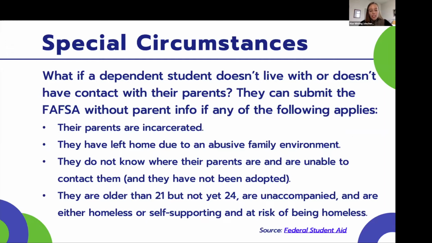And then lastly, that they're older than 21 but not yet 24, are unaccompanied, and either homeless or self-supporting and at risk of being homeless. So if any of these applies, then the student has special circumstances. And although they were determined to be a dependent, they don't have to provide parent information.